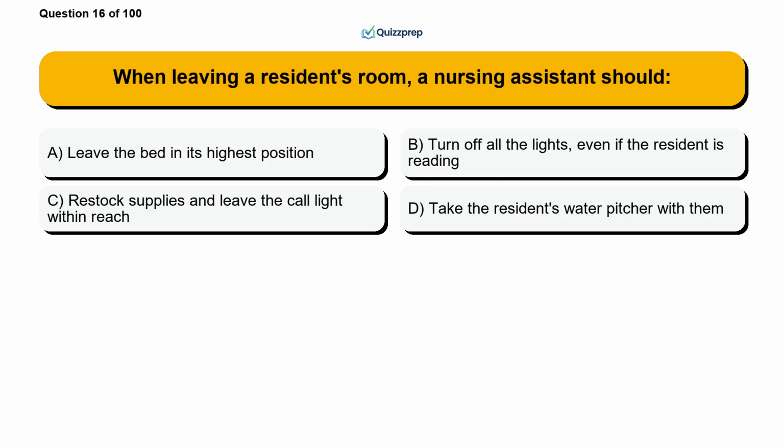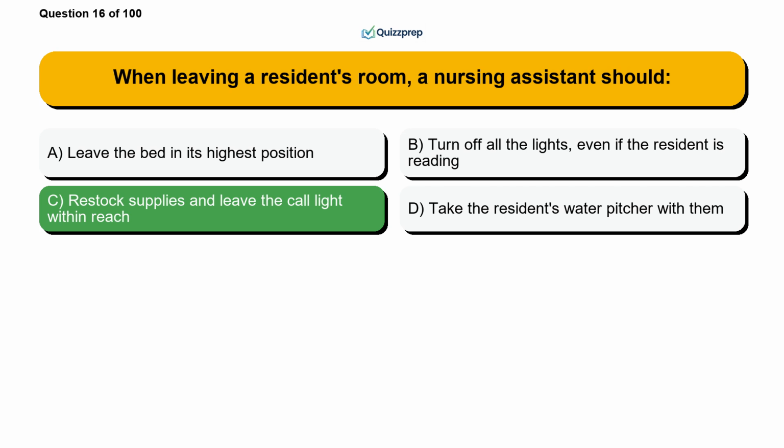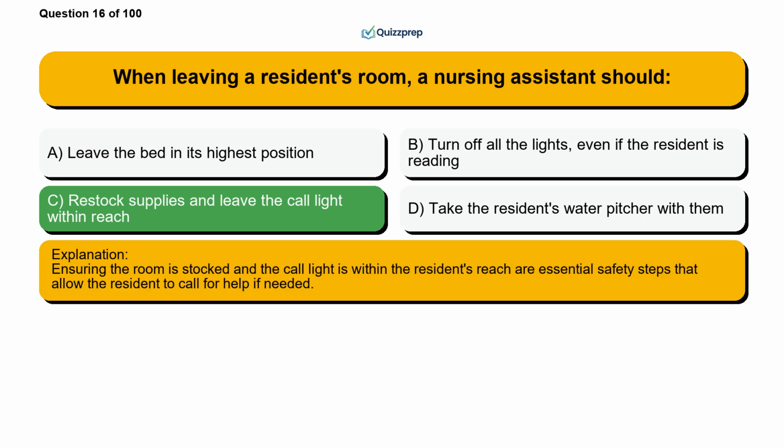Question 16. When leaving a resident's room, a nursing assistant should: Option A, leave the bed in its highest position. Option B, turn off all the lights, even if the resident is reading. Option C, restock supplies and leave the call light within reach. Option D, take the resident's water pitcher with them. The correct answer is option C, restock supplies and leave the call light within reach. Ensuring the room is stocked and the call light is within the resident's reach are essential safety steps that allow the resident to call for help if needed.